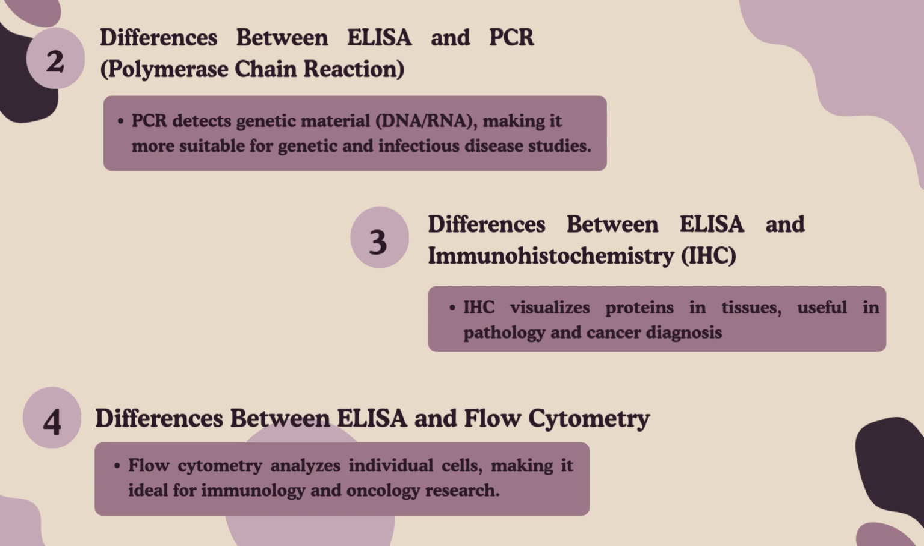The fourth one is differences between ELISA and flow cytometry. Flow cytometry is primarily used for analyzing individual cells, making it a powerful tool in immunology and oncology research. Unlike ELISA, which measures the overall amount of a specific protein or antibody in a sample, flow cytometry provides detailed insights into cell populations and their specific characteristics.